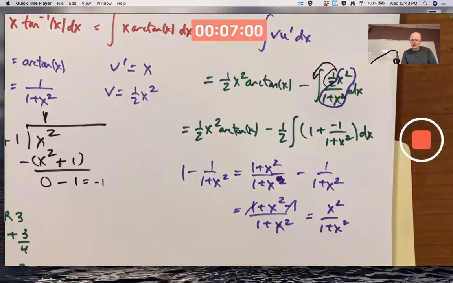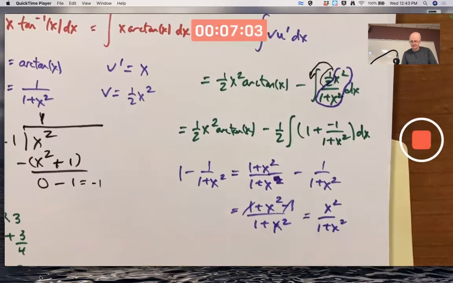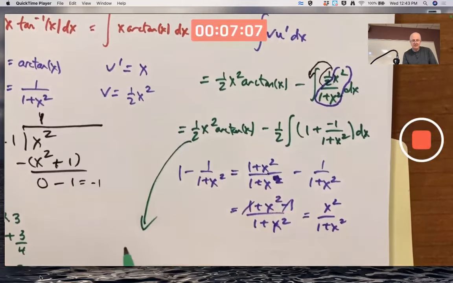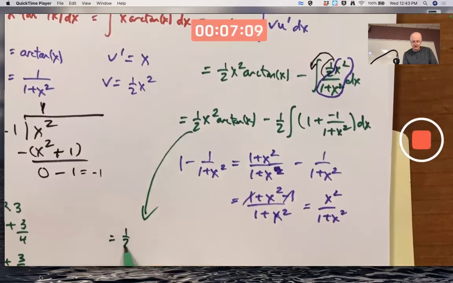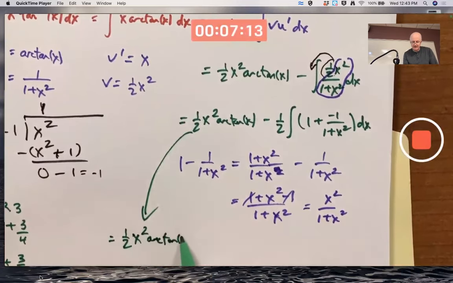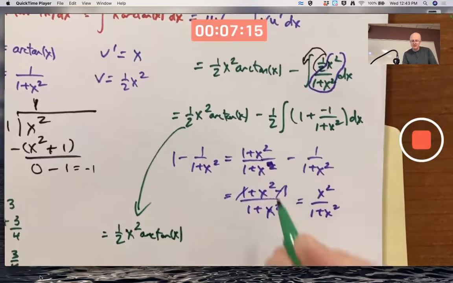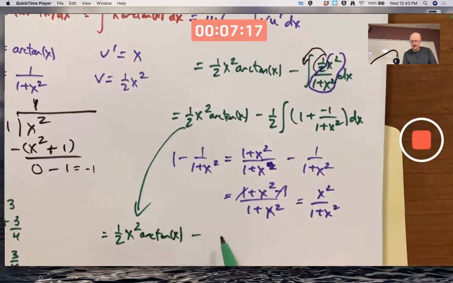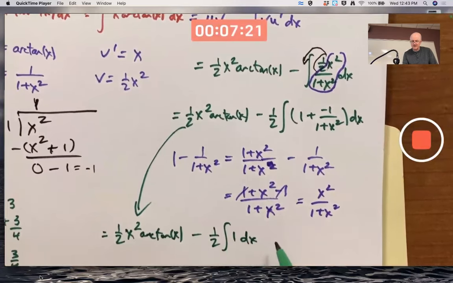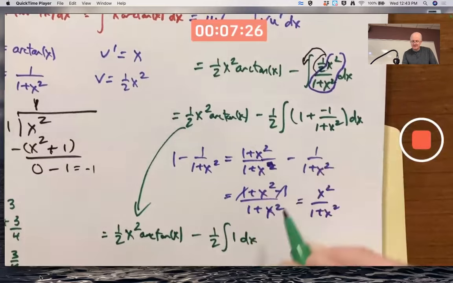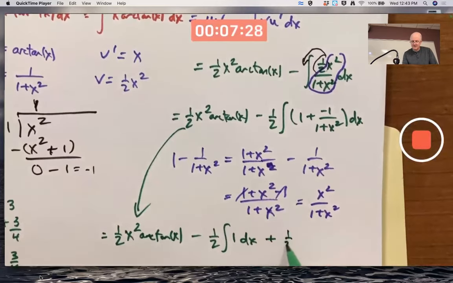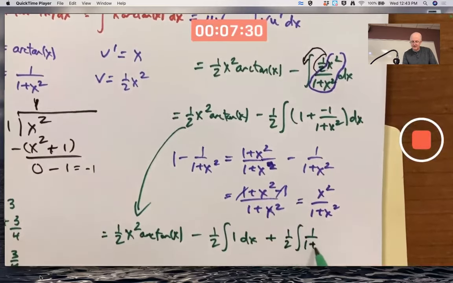And now both of those are relatively easy to do. I'm going to get 1/2 x squared arctangent of x, don't forget that. Minus 1/2, first of all, times the integral of 1. I'll go ahead and write it out. You don't have to write it out like I'm doing, but it doesn't hurt. And then the two minus signs make a plus sign, 1/2 times the integral of 1 over 1 plus x squared.